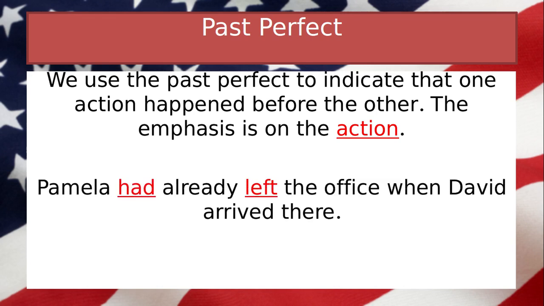Pamela had already left the office when David arrived there. We have two actions that happen in the past. The first action, Pamela left the office, and the second action, in chronological order, David arrived there. We use the past perfect to indicate the first action. So this is why we say Pamela had already left, because that was the first action chronologically speaking.